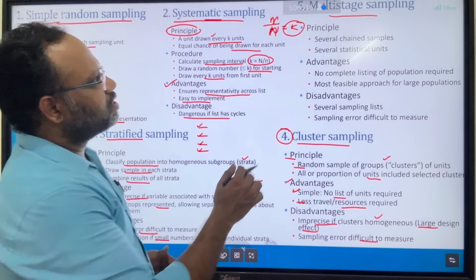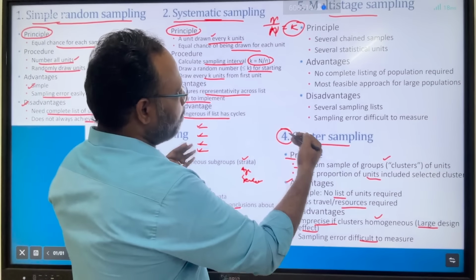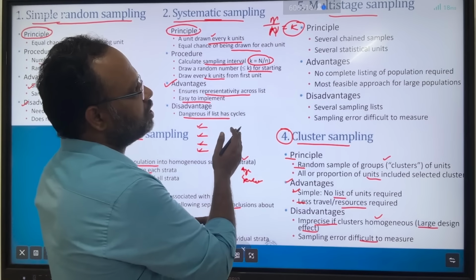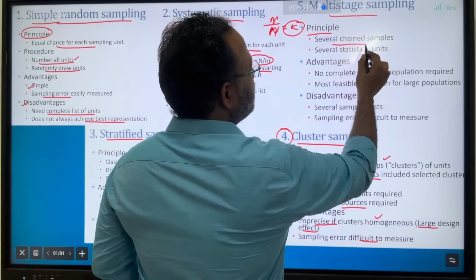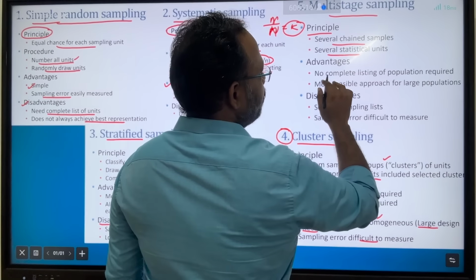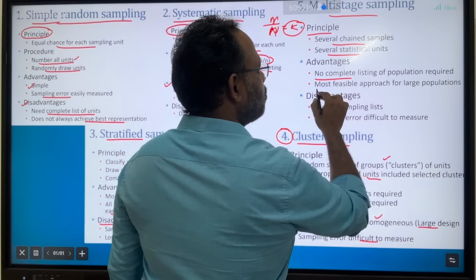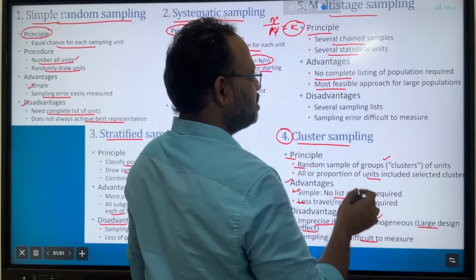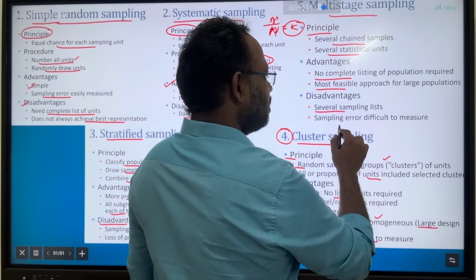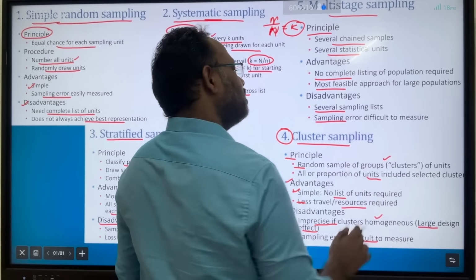Then we have the last, multi-stage sampling, where we combine these samplings together. The principle here is that several chained samples and several statistical units will be present. Advantages are that no complete listing of the population is required and it is the most feasible approach for a large population. Disadvantages are that several sampling lists will be present, and sampling error is difficult to measure.